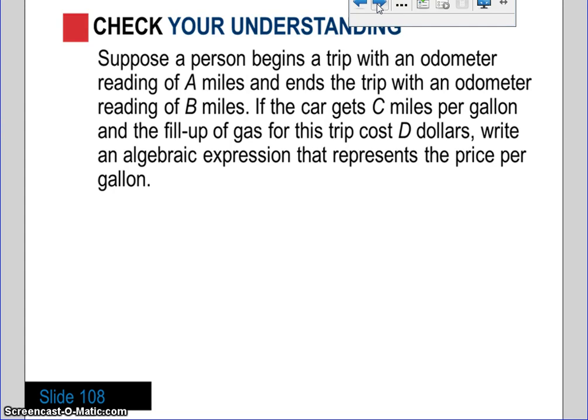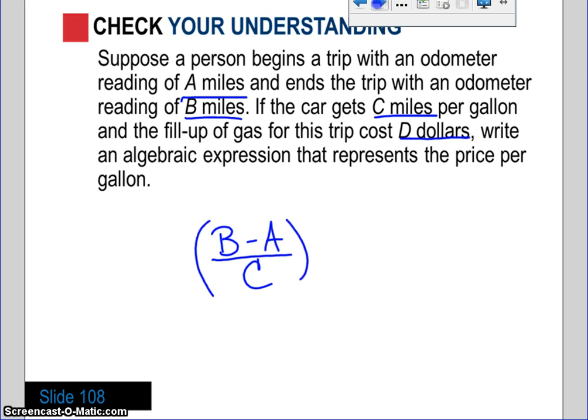So it says, suppose a person began a trip with A miles and ends with B miles. The car gets C miles per gallon, and the fill-up of the gas cost D. So let's go through the steps we just did. The first step was to subtract the beginning from the end. Then we divided it by the miles per gallon that she gets, and then we take that whole thing and divide the cost of the gas by it. And there's your answer.